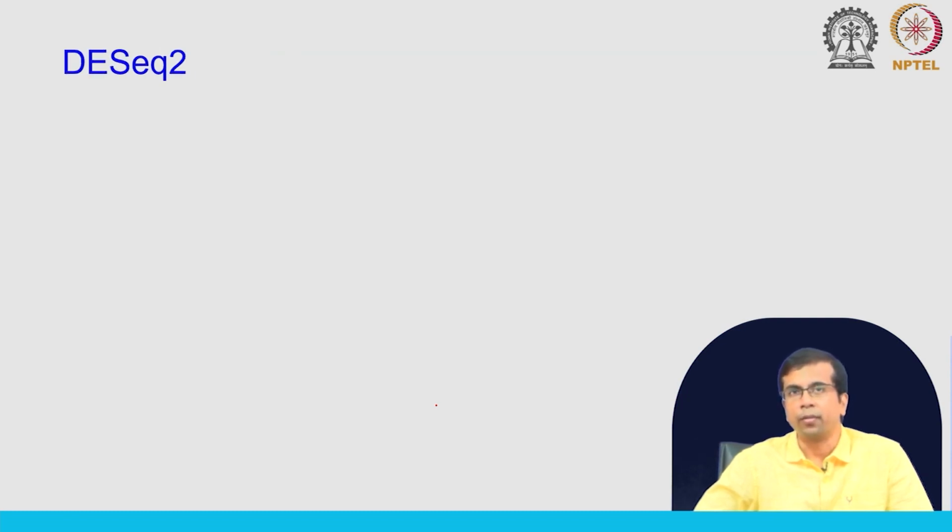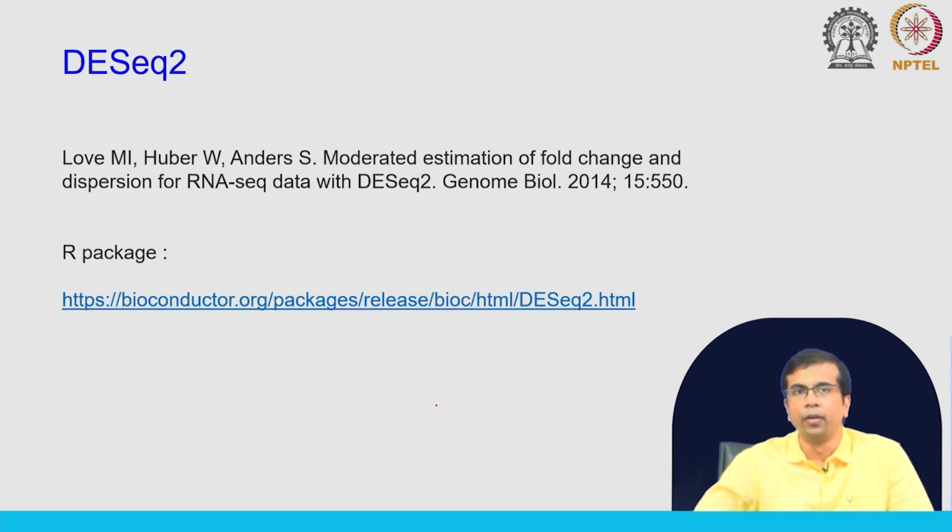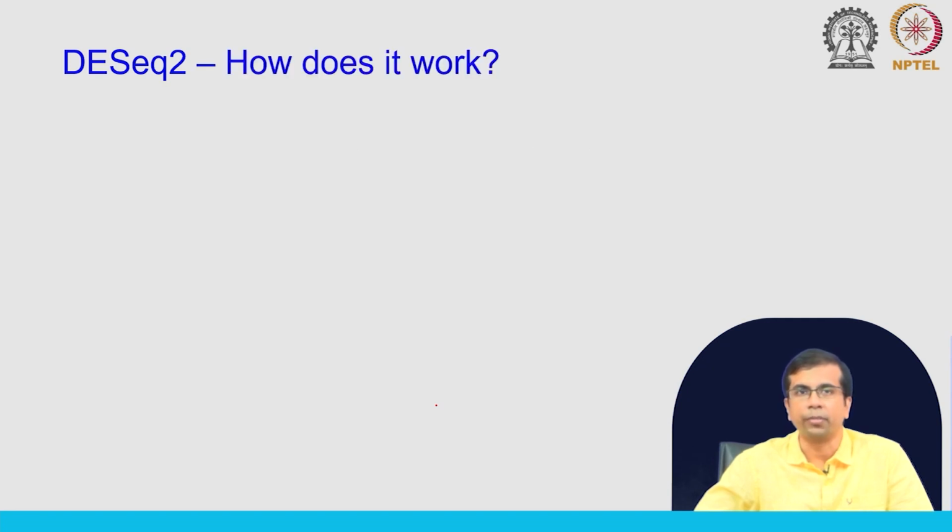So let us now go into details of one of the tools. This is a very popular tool for doing differential expression analysis, called DSEC2. The DSEC was the earlier version, the current version is DSEC2. So, how does this work? Here is the reference for this tool, and then you have the R package. We will install this tool in our hands-on, and we will use it for differential expression analysis.